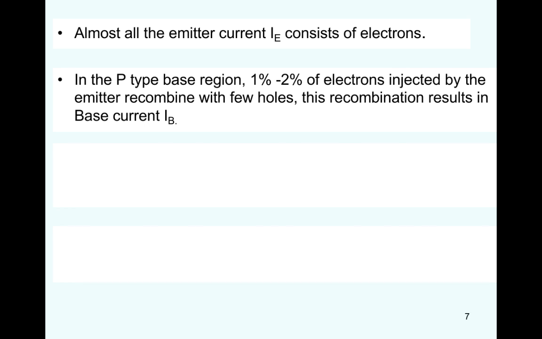So how is IB created? Some 1 to 2% of electrons enter the base region. Here the base is lightly doped and the depletion region of the base is thin. So only a few holes present in the base recombine with a few electrons from the emitter side. So only a small value of current is generated in the base. That current we call IB.